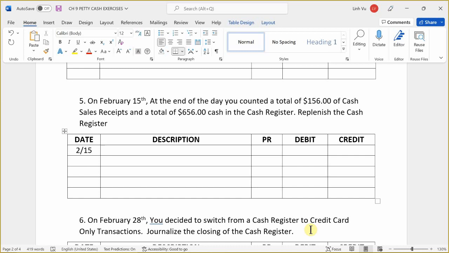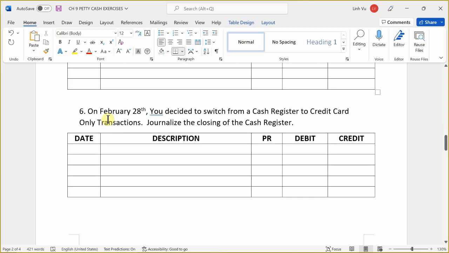No, you don't need to replenish your cash register. So in this case, no entry. Unless you want to transfer the money in there, but that's not the correct way to do it. You need to put the money in your checking account, and then take the money from the checking account to put into your cash register. But in this case, I don't need to replenish my cash register because I put more money in there, not spent the money.